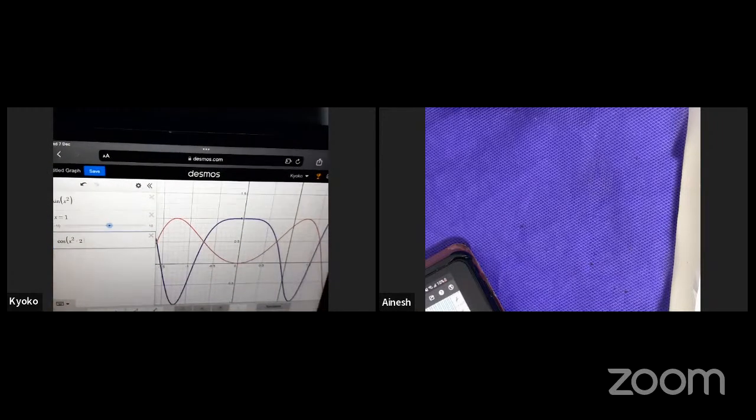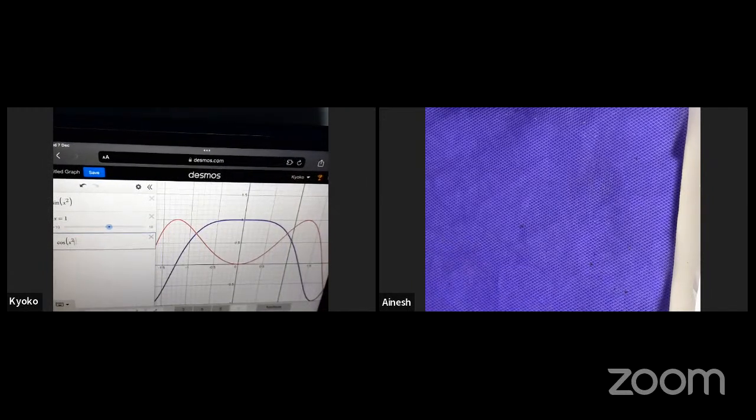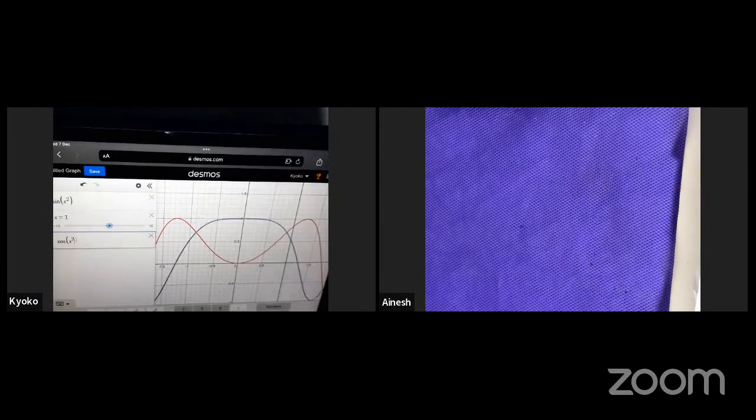Yoko, are you okay with the result? Did you see the result? Cosine x squared, bracket first. You must close the bracket first, Yoko. Close the bracket first, and then no, close the bracket.